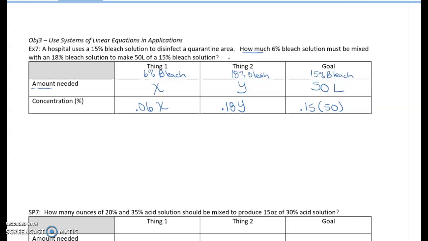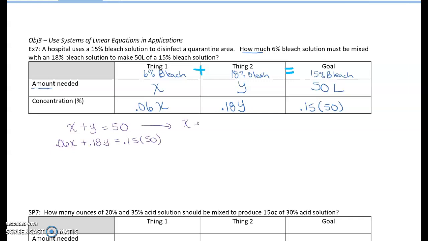So the way this works is thing 1 plus thing 2 equals our goal. And that's how both equations are going to set up. Thing 1 plus thing 2 equals our goal. So from this chart, we're going to pull out the information that we just figured out. We know X plus Y has to equal 50. And we know that 6% from the first bottle plus 18% from the second bottle has to equal 0.15 times 50. And we'll multiply that out here in just a second.